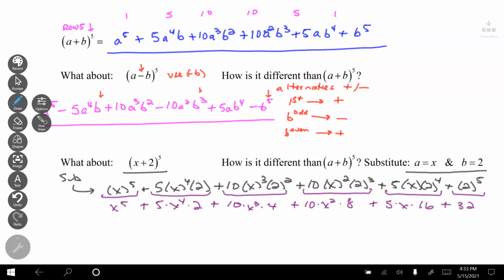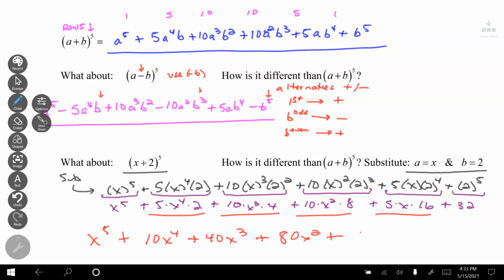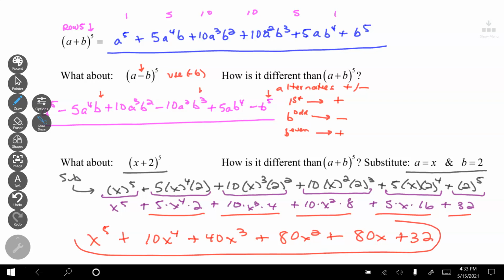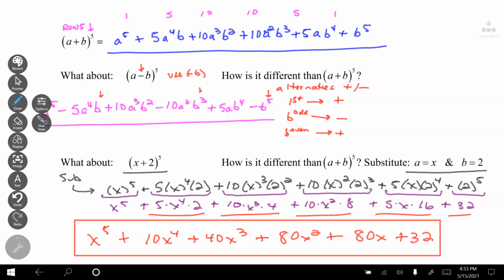So what I see here, after I multiply everything out, 5x to the 4th times 2 becomes 10x to the 4th, 10x cubed times 2 squared, 2 to the 2nd is 4, and so on and so forth. I got to multiply all this stuff out, and I get x to the 5th plus 10x to the 4th plus 40x to the 3rd plus 80x squared plus 80x plus 32, and I get a nice clean (x + 2) to the 5th turns into this.